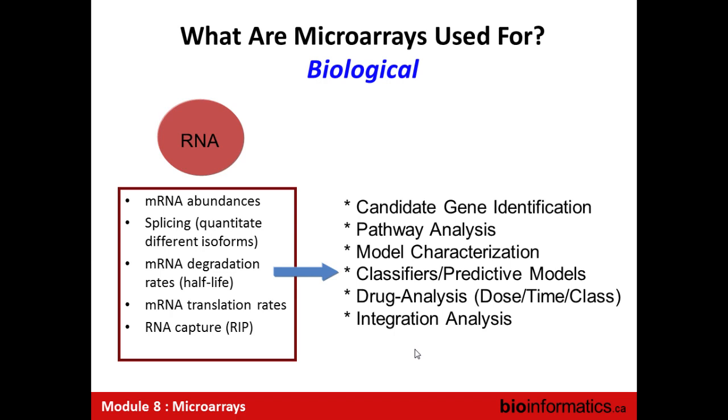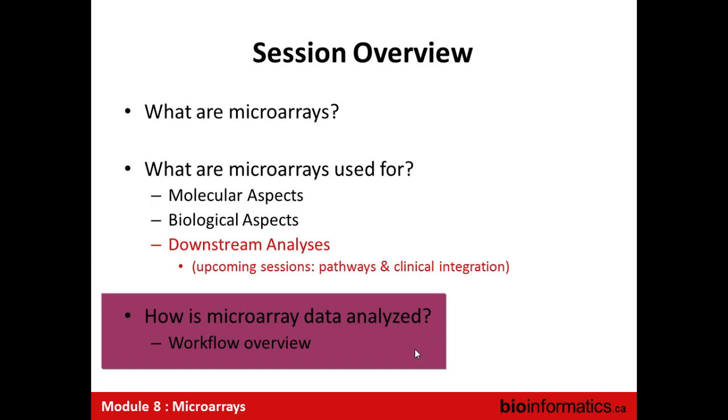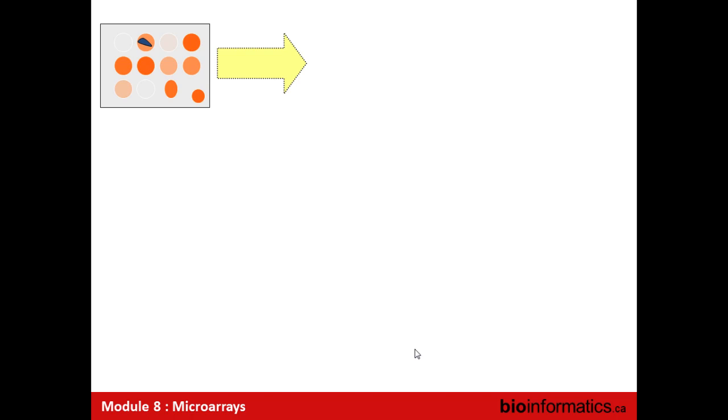And then, of course, the whole topic of my own work, which is classification, to be able to make predictions about patients of how drugs are going to work, whether a drug is going to be toxic to an individual. So, downstream analysis, you've seen pathways already, and you're going to talk about clinical integration today. And this kind of fits in between those two. An idea of how a microarray is analyzed is kind of a pipeline or a pathway. So what you do is you start off with a single glass slide, which has been scanned. And on that, you can see the spots and where they are and all the different features in them.